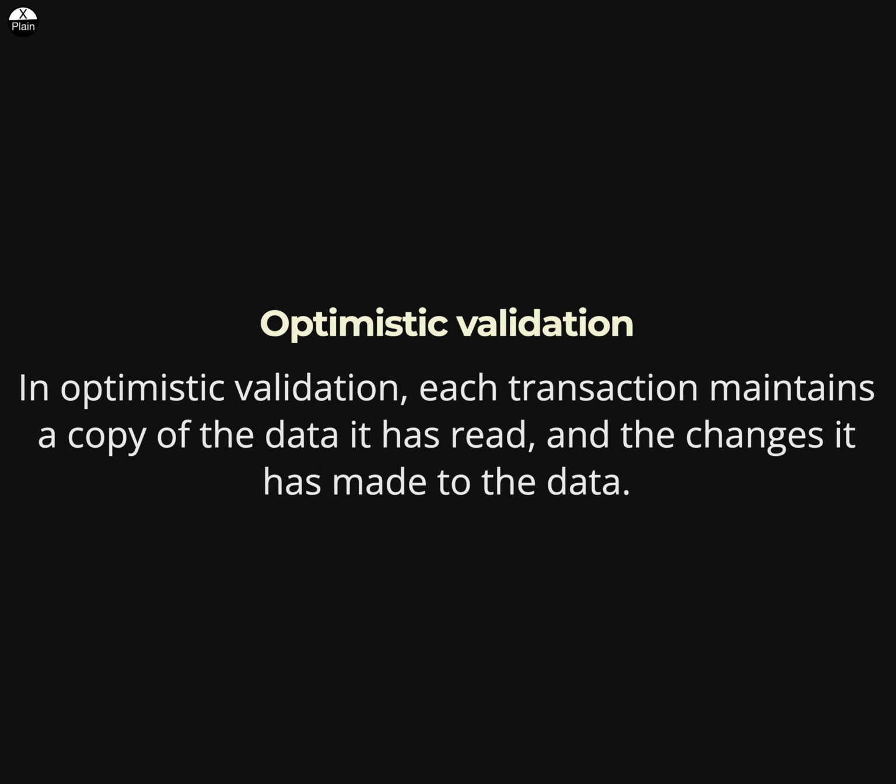In optimistic validation, each transaction maintains a copy of the data it has read and the changes it has made to the data. When the transaction is committed, it compares its copy of the data with the current version of the data in the database. If there are any conflicts, the transaction is rejected and the changes are rolled back.